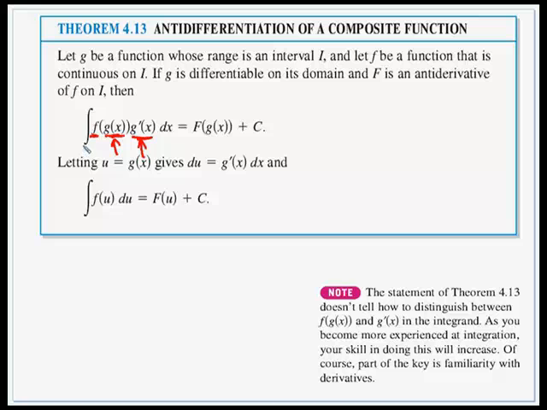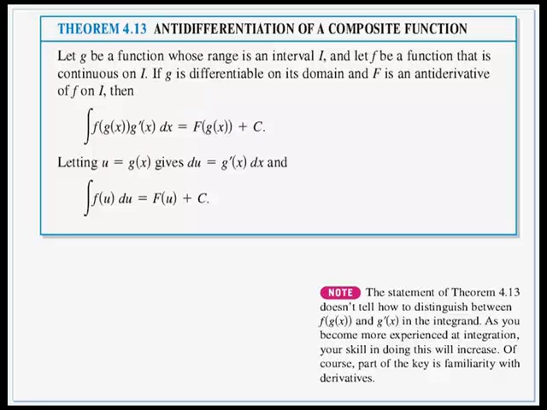When we take the antiderivative, we get capital F of our g of x function. Again, the g prime, that's our inner function's derivative, is consumed in the process, so it disappears. And then we add our variable c, since it is not a definite integral. It's just the antiderivative.